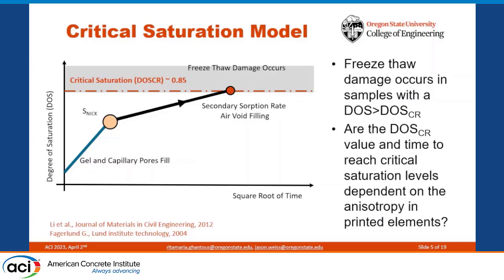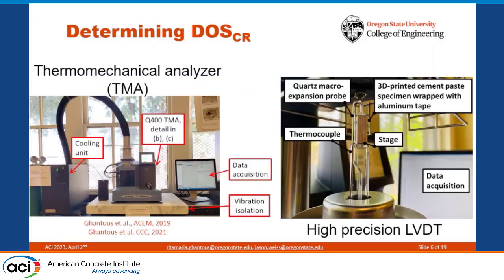So it will be really important to see if the critical degree of saturation in printed elements is different from the one for conventionally cast materials. And the second thing is that the time to reach the critical saturation level depends on the printing procedure, on the ways the filaments are oriented with respect to the water absorption. So we're going to be looking at these two points.